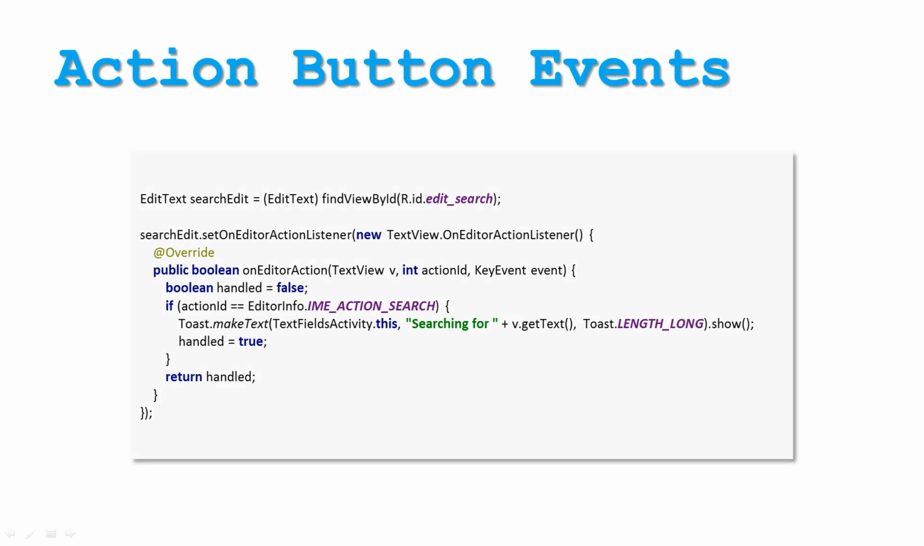Once a keyboard action for the input method has been specified, like actionSearch in our example, we can listen for the specified action event using the TextView.OnEditorActionListener. The listener provides a callback method called onEditorAction that indicates the action type invoked with an action ID such as IME_ACTION_SEARCH or IME_ACTION_SEND.